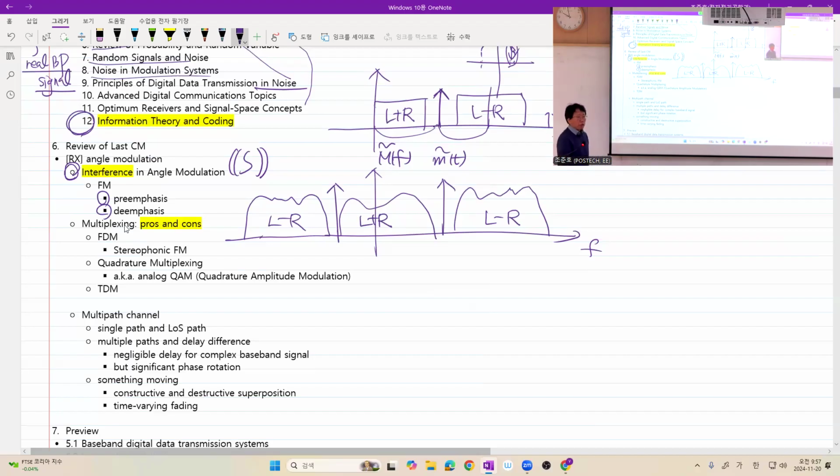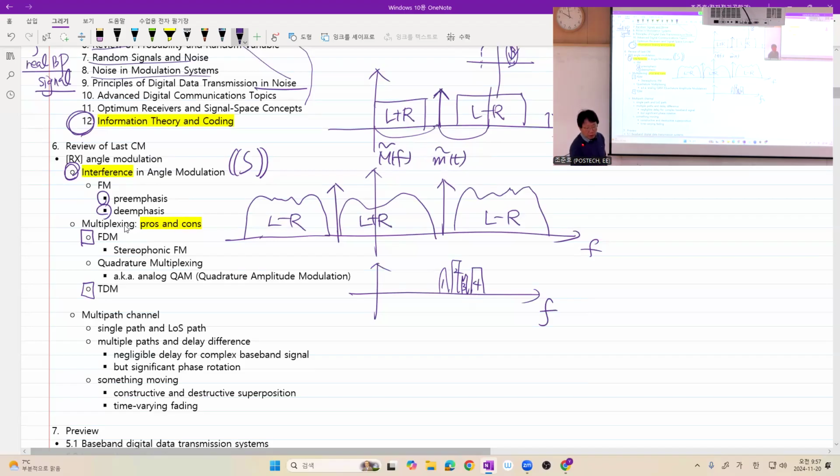And the other topic of our textbook was multiplexing. We've seen this already, especially TDM and FDM. In the frequency domain, we put different channel signals in this way so that the different channels do not interfere with each other. So this is the idea of FDM.